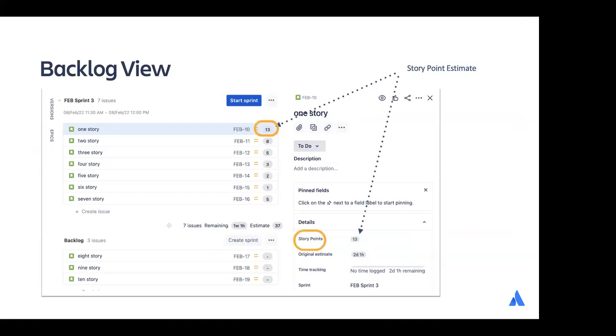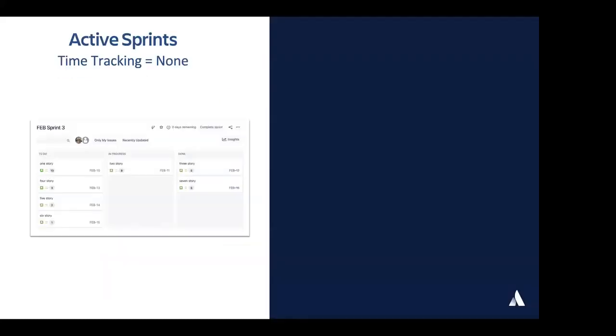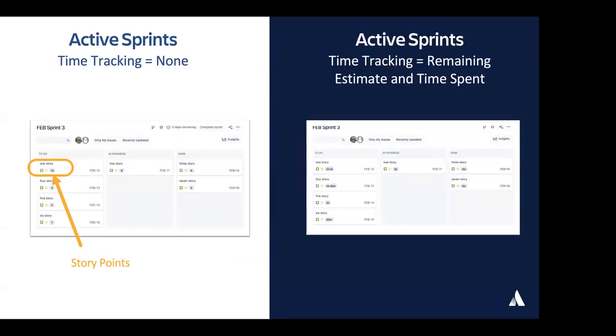The same is true here. You can see both those on the card. You can see the story points and the original estimate in that backlog issue detail view. In active sprints, you'll see the estimate on the card in terms of story points if, again, time tracking is set to none, or you'll see it in terms of remaining estimate and time spent if you're doing time tracking.